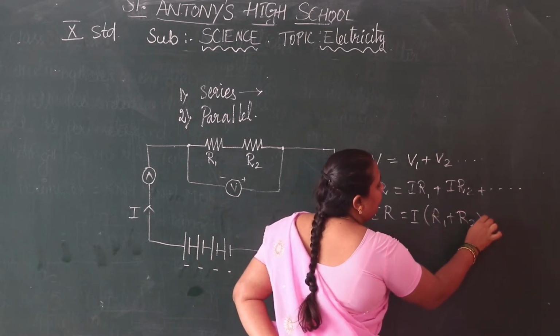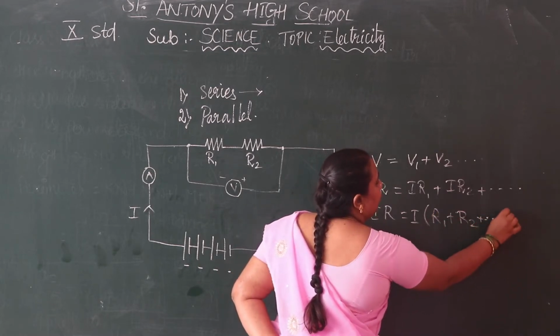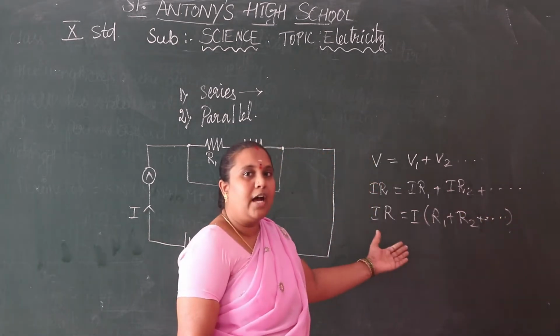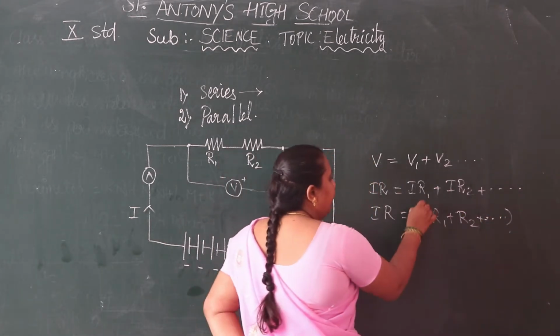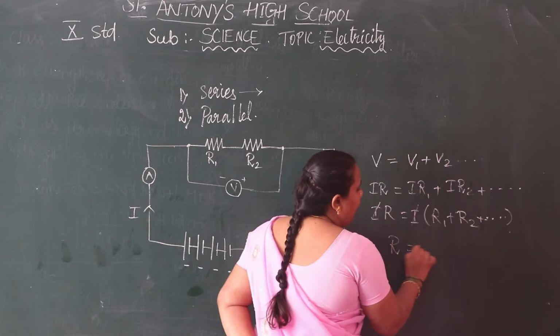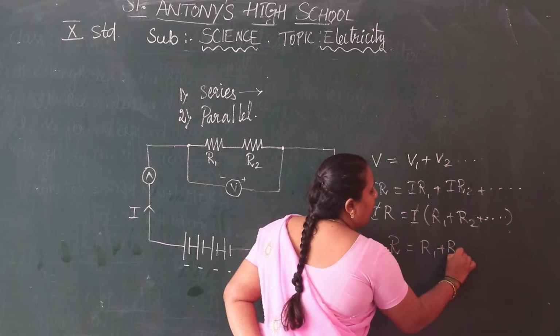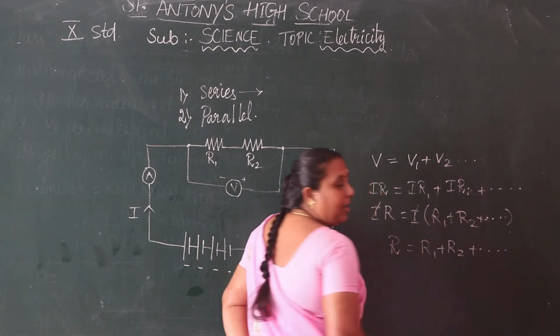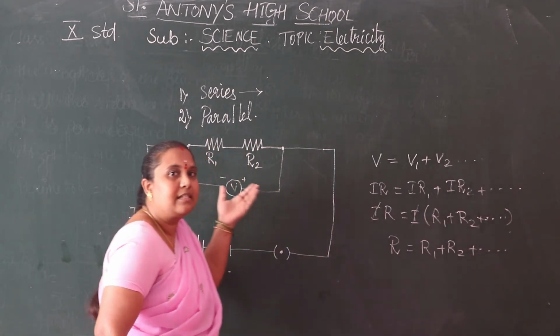R2. So here, like this. Now we have the formula for the resistors. The electric current cancels. So R equals R1 plus R2 plus so on. Now you have the resistance here.